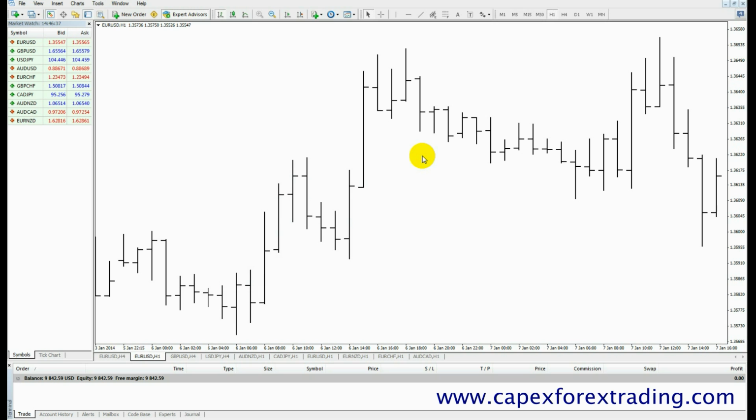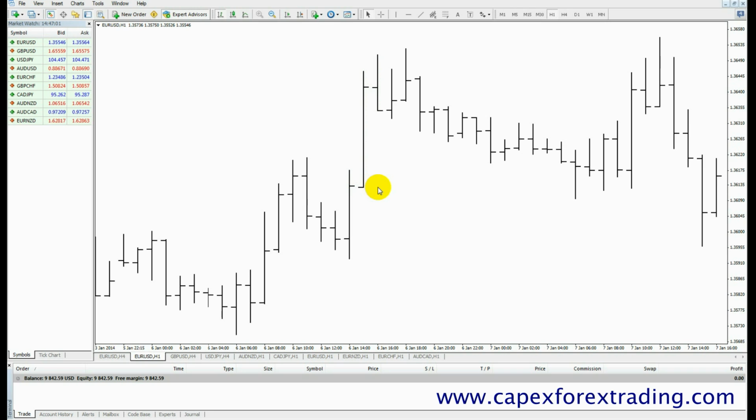So traditionally, traders used to trade using bar charts, which looked like this. Essentially, the way they used to read them is as follows. We have a vertical line here, which gives us an idea of how high and how low the session went. The top of that line is always the high of the session, and the bottom of that line is always the low of the session.